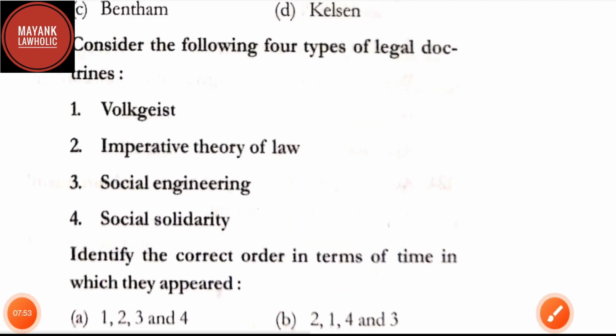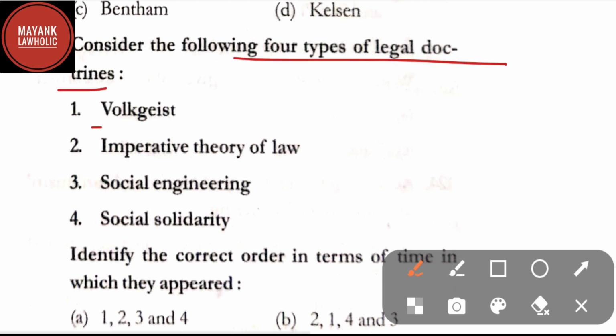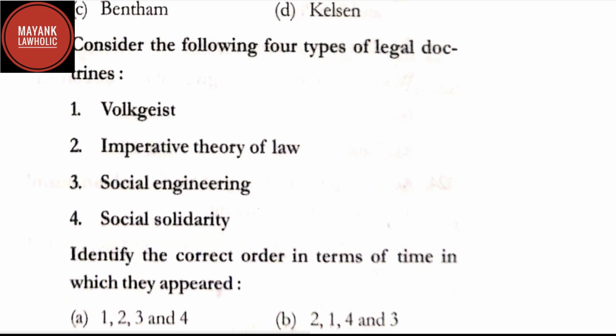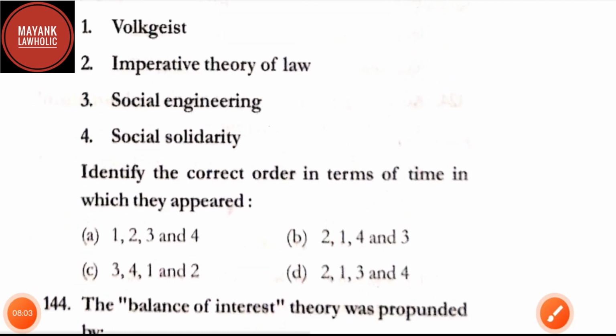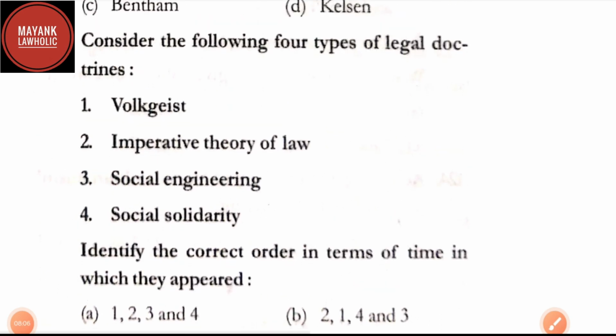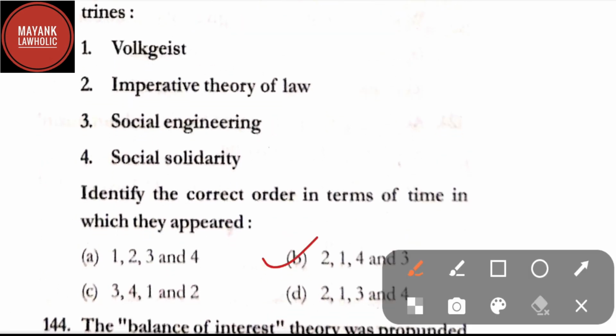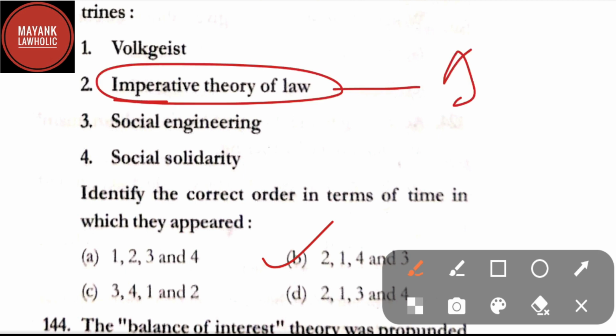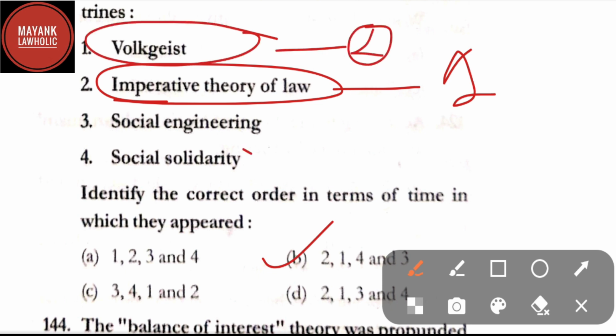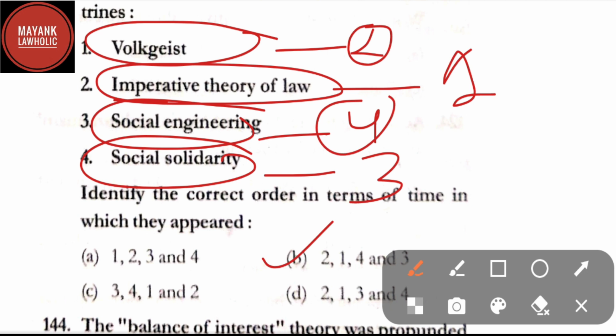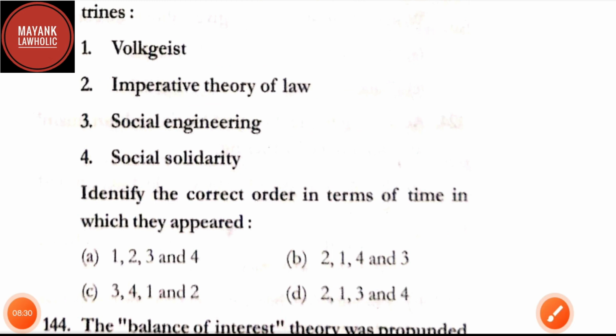Question number 143. Consider the following 4 types of legal doctrines. Option A, Fox-Chest, option B, imperative theory of law, option C, social engineering, and option D, social solidarity. Identify the correct order in terms of time in which they appeared. Here in question number 143, the correct answer is option B, that is 2143. That means the imperative theory of law appeared first, and Fox-Chest appeared after the imperative theory of law, then appeared the theory of social solidarity, and at last the theory of social engineering appeared. Now, by going through this chronological order, the correct option will be option B.